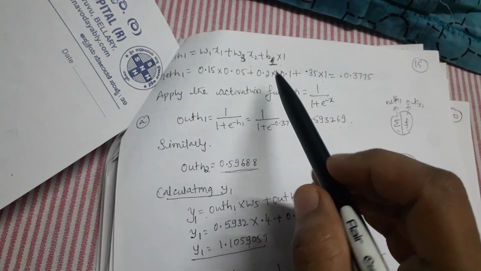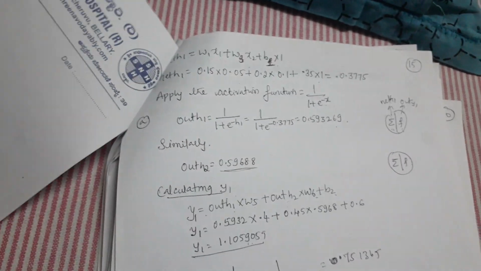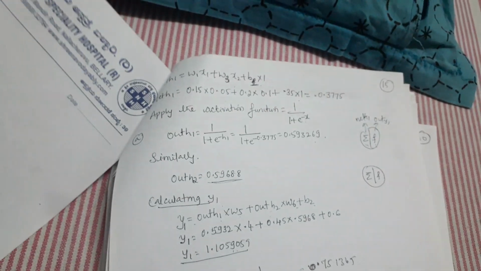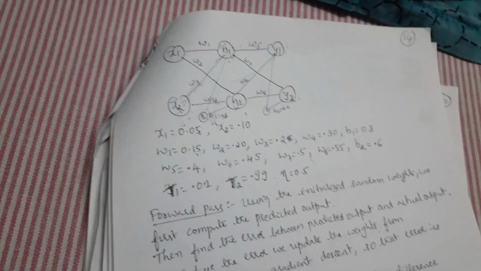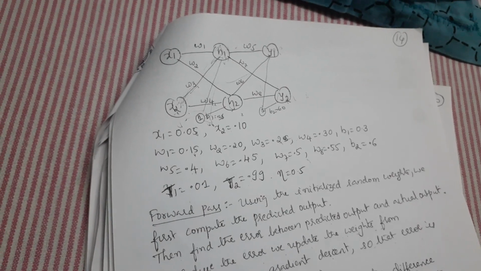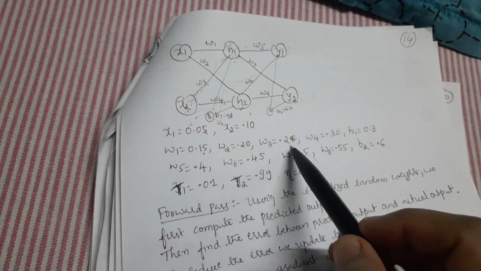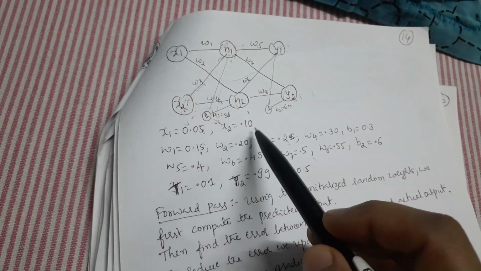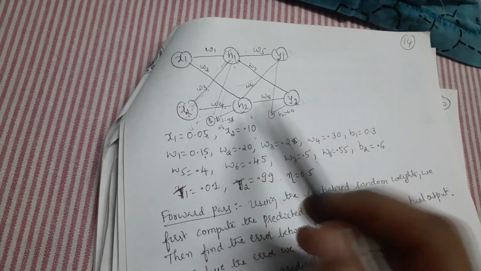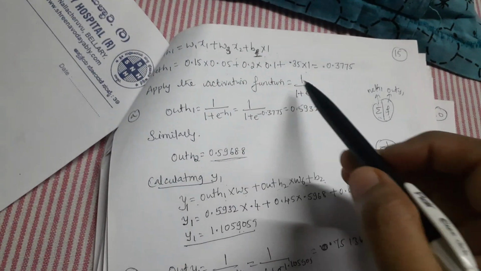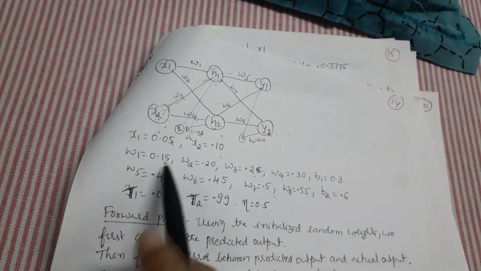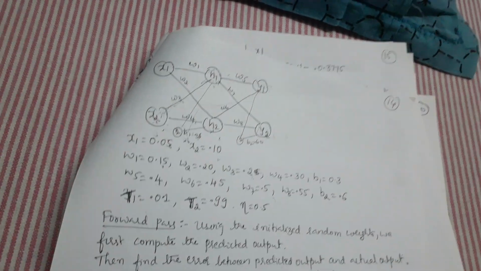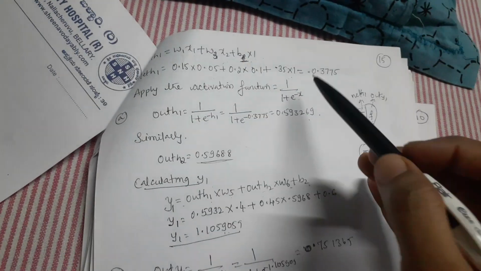Here substitute the values for net H1. W1 is 0.15, x1 is 0.05, then w3 is 0.2 into x2, which is 0.10, and the bias is 0.35, and the input for this bias is 1. Substitute and you will get the value.